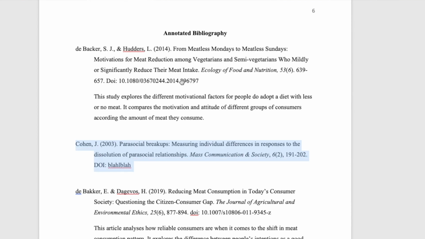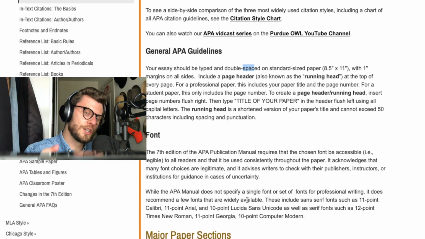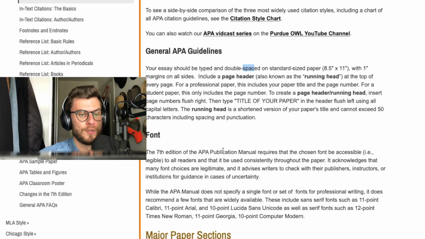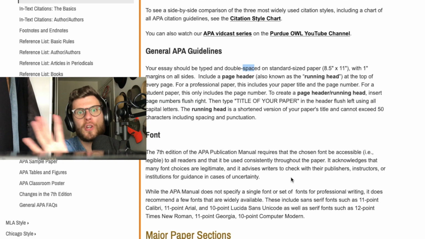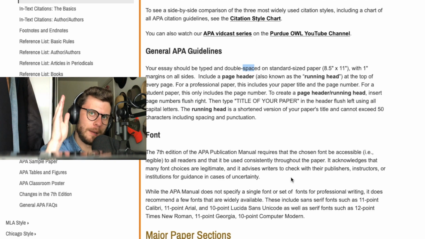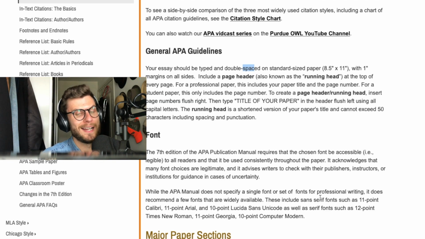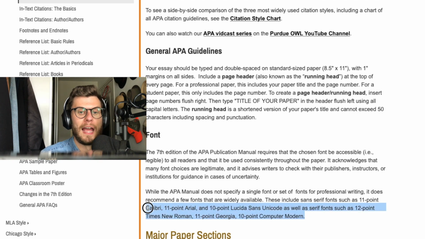Okay, lastly, in addition to the structure, one of the things to take note of is the font. So APA says there's no specific APA font. Just choose a sans serif font. So Calibri, which I think is the default in Word, or Arial, Lucida Sans, or 12 point Times New Roman, Georgia, etc. So use any of these and you're fine.